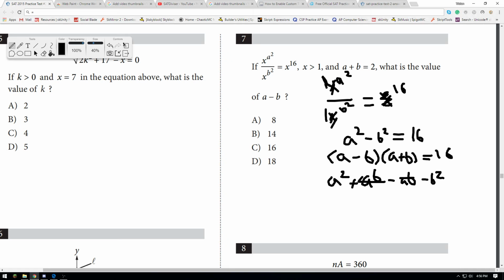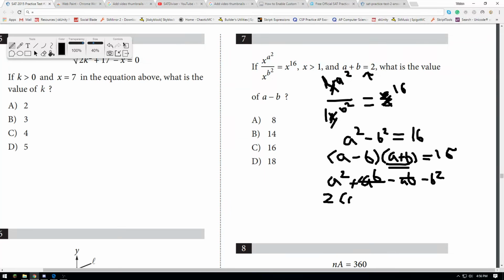And now we're like, what do we do? I'm stuck. They haven't given us a value for a or b. How am I supposed to solve this? Well, there's one crucial piece of information that they did give us: a plus b is equal to 2. So if we plug in 2 for a plus b, we should be able to get the answer. So let's rewrite this.